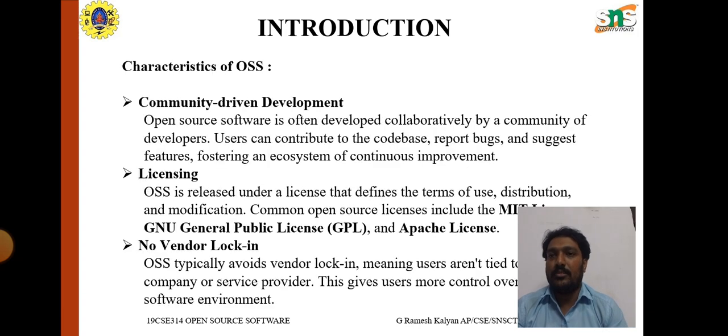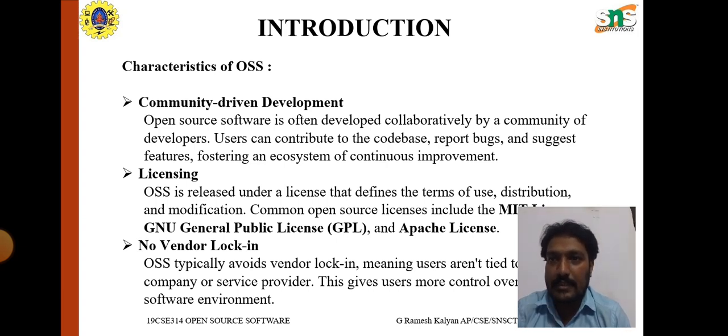Next is community driven development. As I said before, this is not an individual process; it is community driven development. That is, open source software is often developed by a community of developers. Users can contribute to the code base, report bugs, and suggest features, fostering an ecosystem of continuous improvement. So this all belongs to the characteristics of open source software.